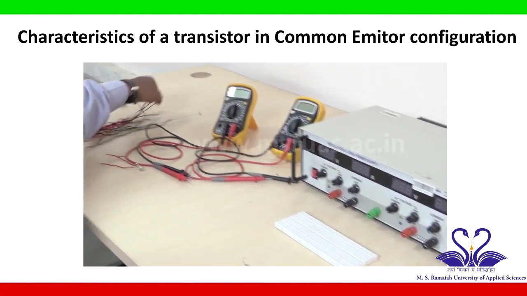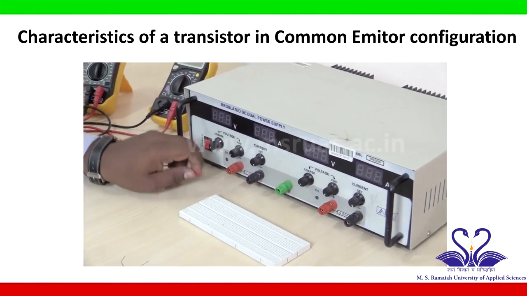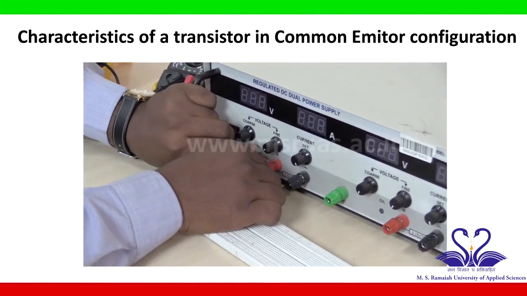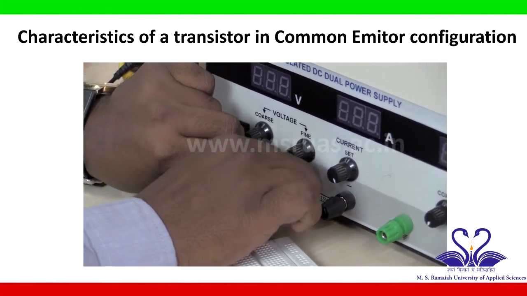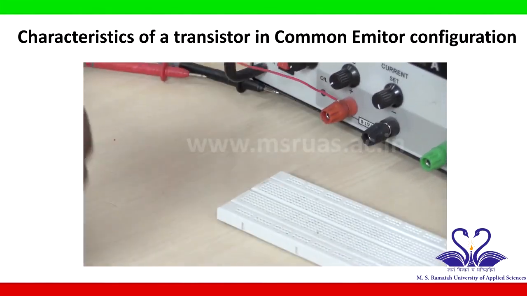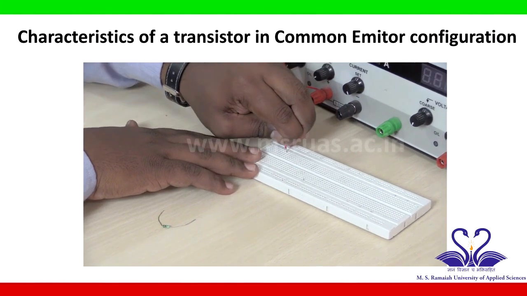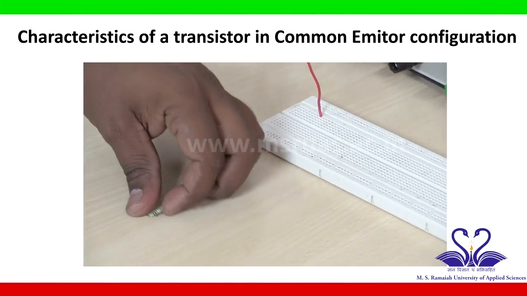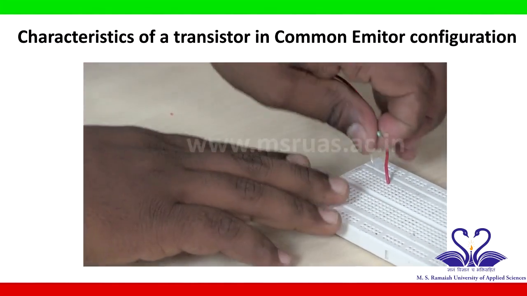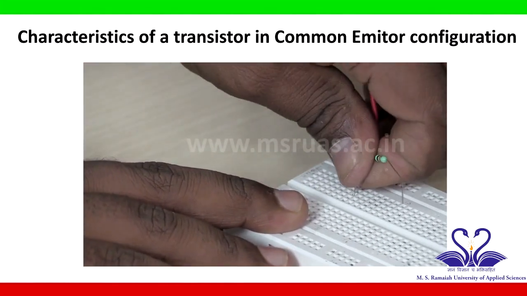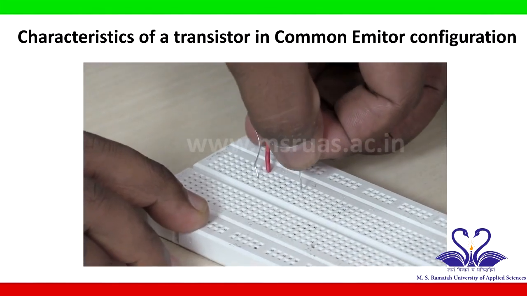Take a connecting wire. Let us call this voltage source the input side voltage source for the circuit. This is the positive terminal of the voltage source. The positive terminal of the source is connected to the 10 kilo ohm resistor. To make this connection, I will connect this wire somewhere in the breadboard like this, and this is connected to one end of the 10k resistor. Another end of the 10k resistor is connected somewhere in the breadboard.